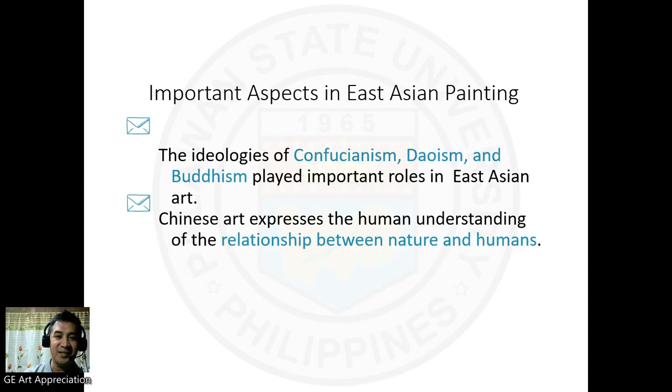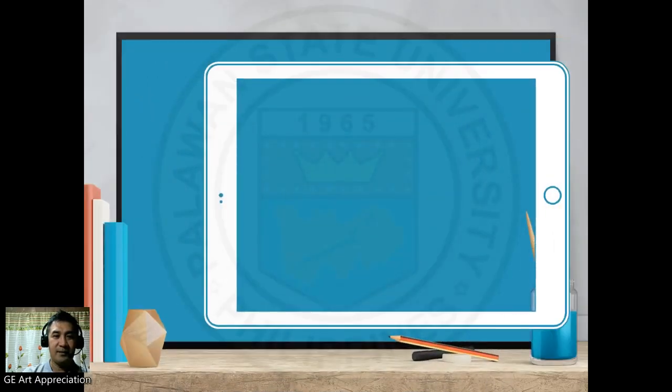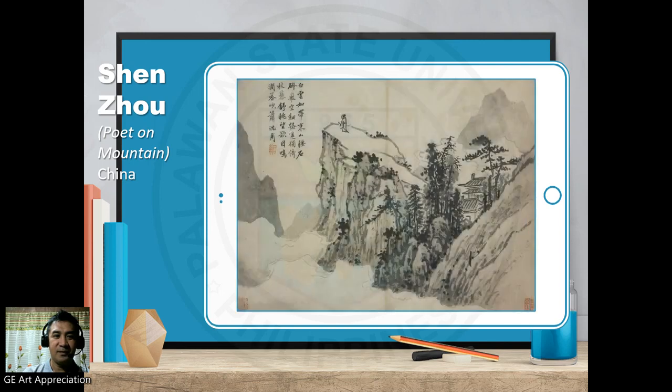Chinese art expresses the human understanding of the relationship between nature and humans. Okay. This is Shenzhou. There it is, the poet on the mountain, in China. See, notice it is in the landscape orientation.